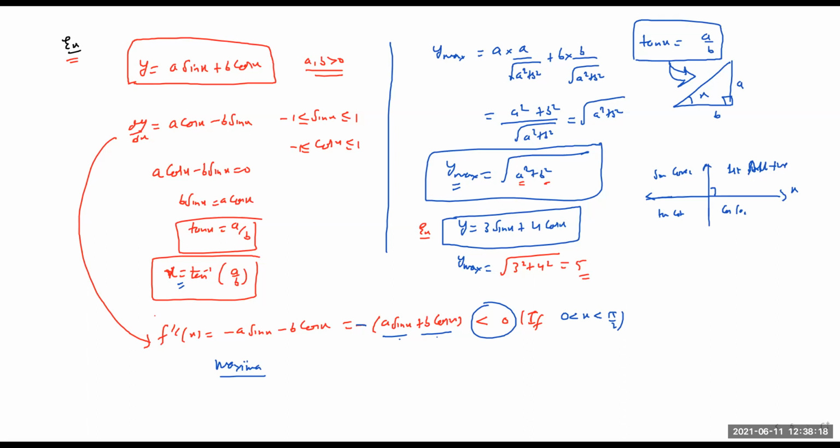Y max is nothing but the function at that critical point, tan inverse b by a. So we have to put the value of tan inverse a by b in the place of x, and if you solve, you'll get the answer. But because you don't know how to solve that inverse function, you just remember the answer. Sir, 5, no? Yes, 5 is the right answer.